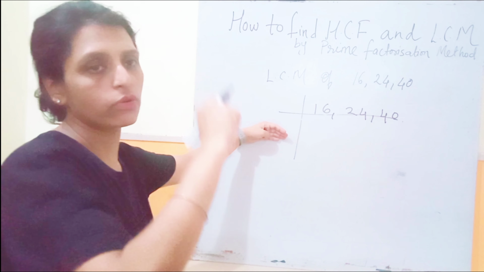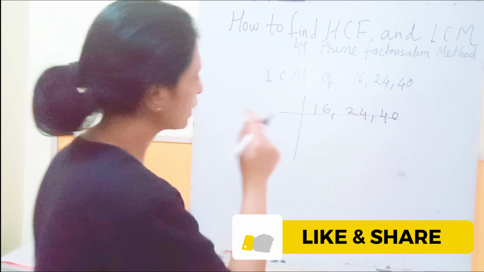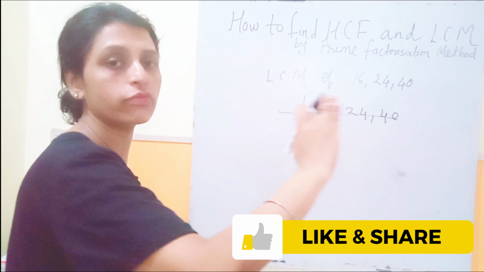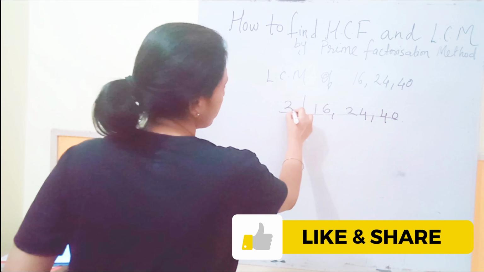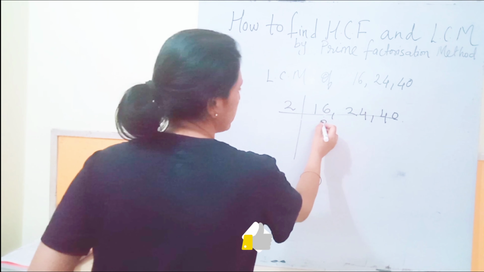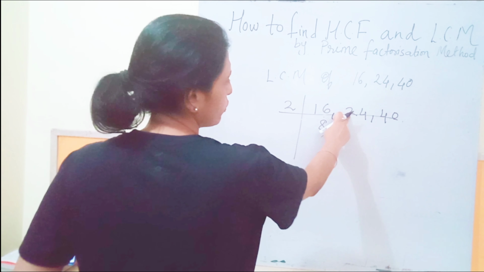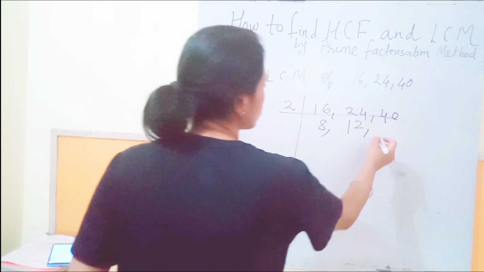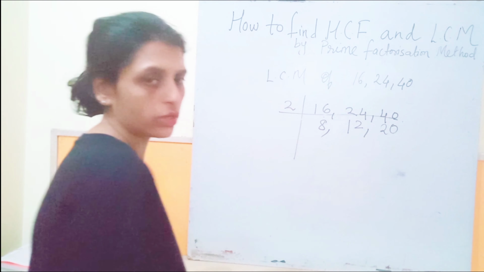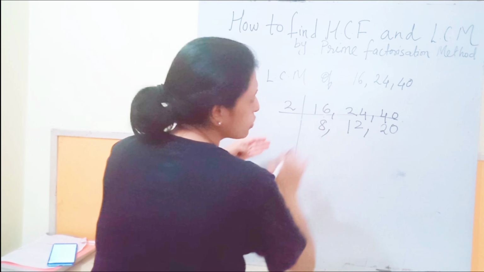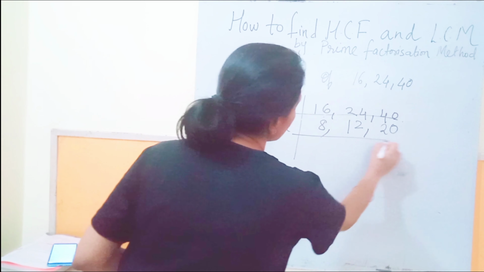So we will start from the smallest prime number, 2. If the numbers available here are divisible by 2, then we are going to divide. 16 will be divided, giving 8; 24 also, giving 12; and 40 will also go by 2. 2 2s are 4, 2 20s are 40. Then come to the next. Again these numbers are divisible by 2, so we write 2. 4 2s are 8, 6.